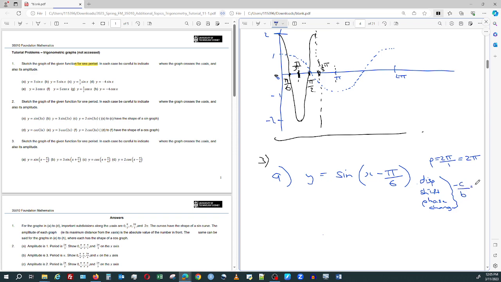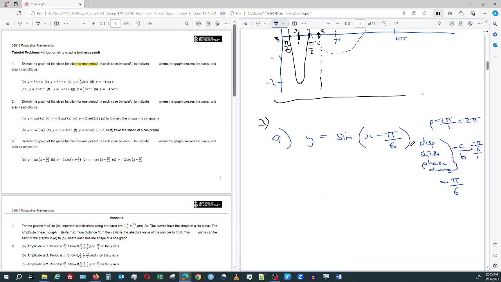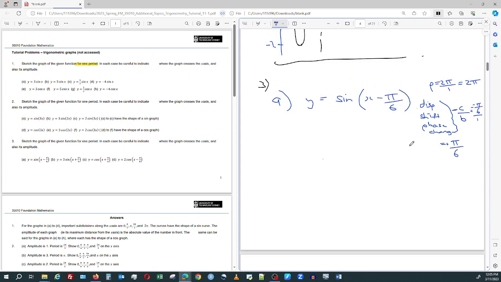So here we have, be careful now, minus pi on 6 divided by B, which is 1. So we get a phase change of pi on 6 plus pi on 6. Did you notice that? Minus times a minus is a plus. It's like what we do in the quadratic formula: we have minus b, and a minus is a plus. Okay, so we're well enough now to put together a picture of this.